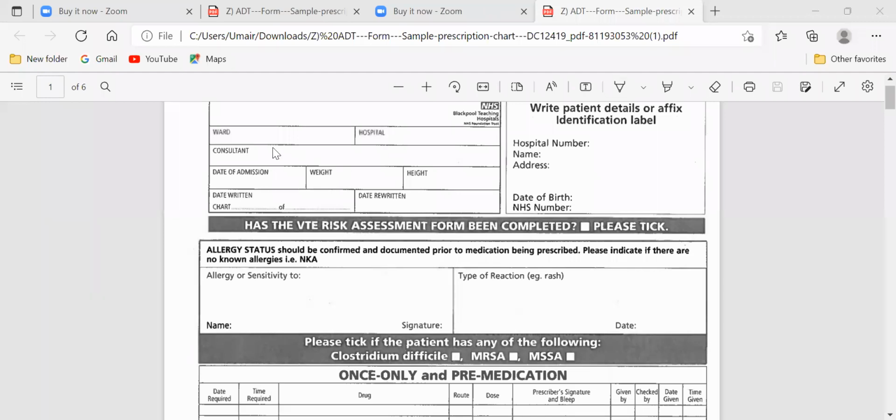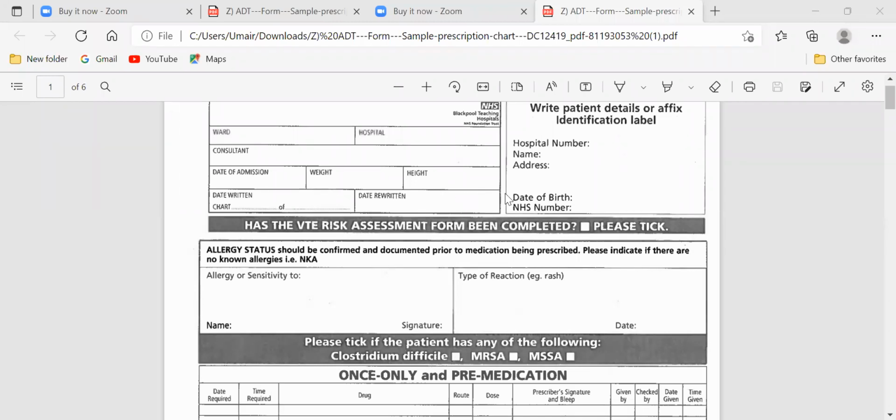So your ward is psychiatric ward. So just write down the psychiatric ward here. The consultant name is XYZ, Dr. Samit or XYZ. So write down the consultant name here according to your task. Write down the date of admission. Write down the patient's weight. Weight is given 76 kg. Height is given 173 centimeter. Write down the height here.